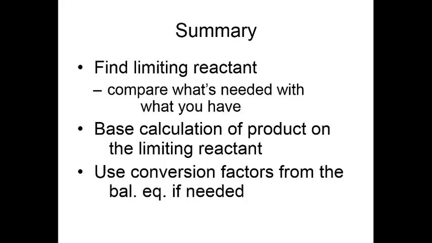In summary, the first step to solving a problem where the starting amounts of more than one reactant are given is to determine which reactant is the limiting reactant. We use the method where we take one reactant and ask how much of the other is needed based on the balanced equation. Then we base the calculation of product on the limiting reactant. If the numbers are simple, we can use logic to figure the product. If they're more complicated, we can use conversion factors constructed from the balanced equation to calculate the amounts of product formed.